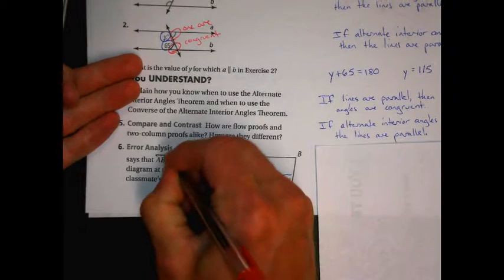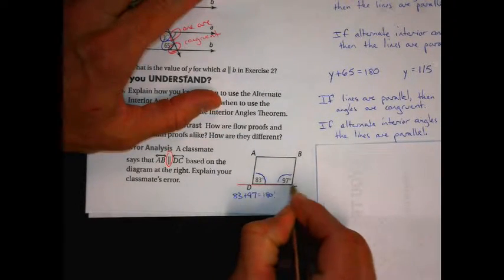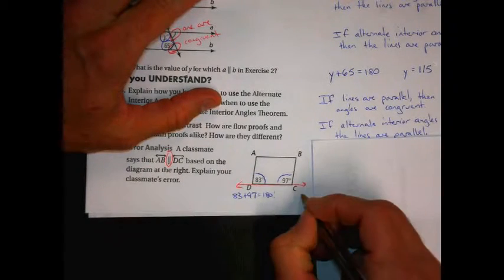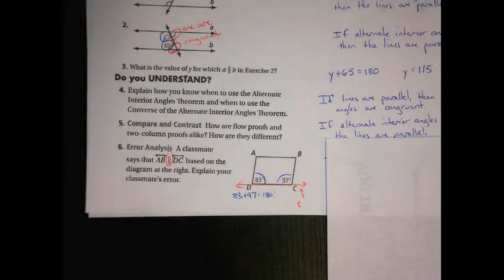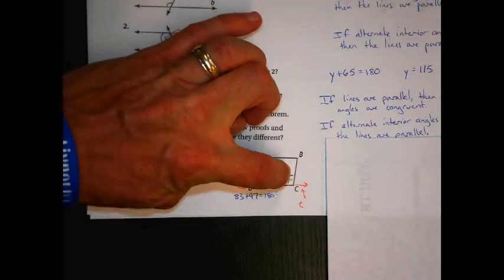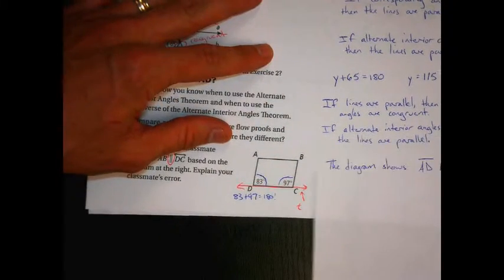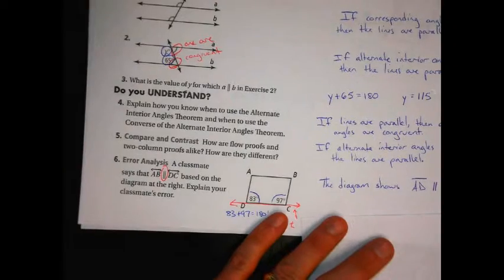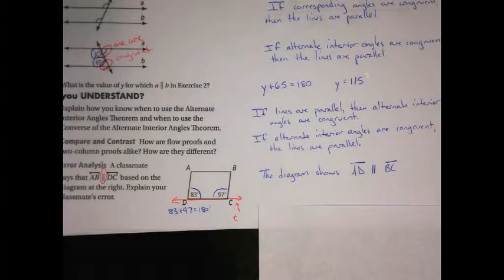If we're looking for parallel, how can we establish that these are same side interior angles? If we can say that DC is the transversal, then we would know that. Explain the classmate's error. Classmate looked at the wrong thing. If these are supplemental, DC is a transversal, then guess what? It's AD that's parallel to BC. There's your error. So the diagram shows that AD is parallel to BC, or segment or line, whichever way. You know what I'm saying?